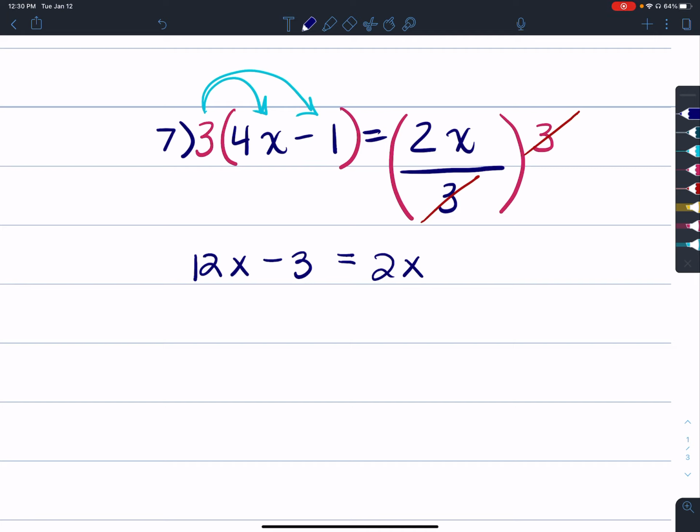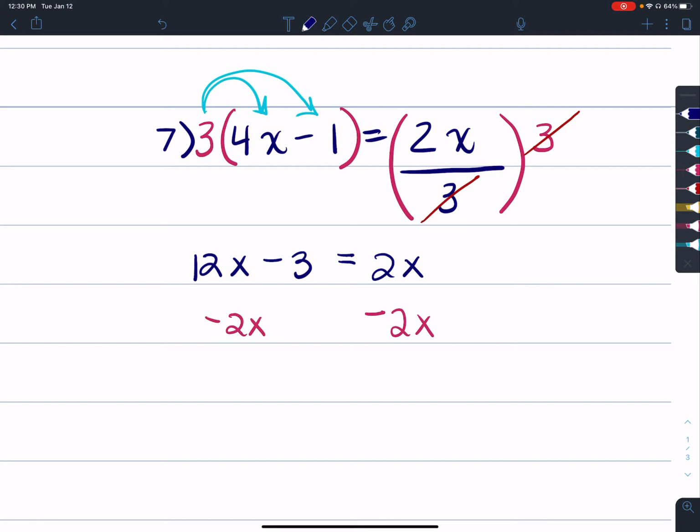So now we want to do, again, our numberland and letterland. I'm going to have all my letters over on the left, all my numbers over on the right. So I'm going to start with my letters. Over here, I have 2x on the right. I only want numbers on the right. I do not want letters. So I'm going to get rid of 2x. So I'm subtracting 2x, and what I subtract on this side, I have to subtract on this side.